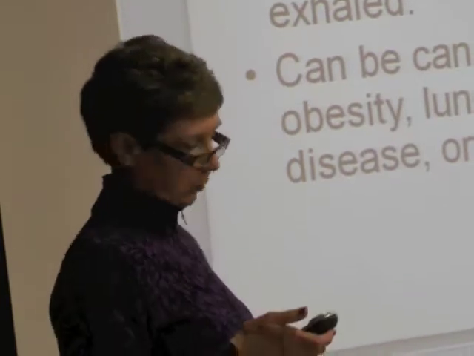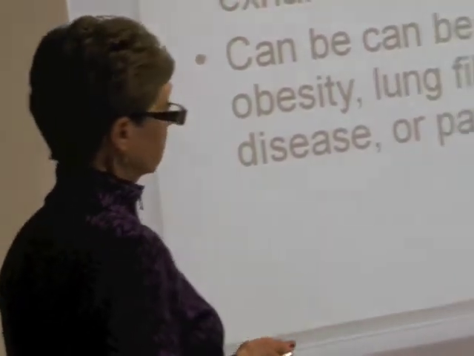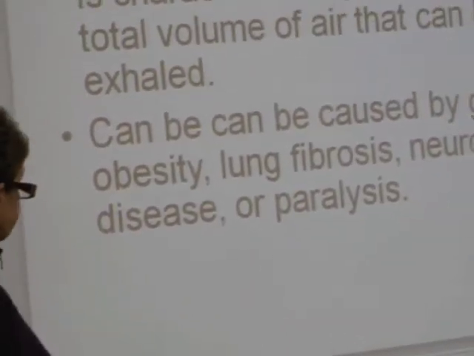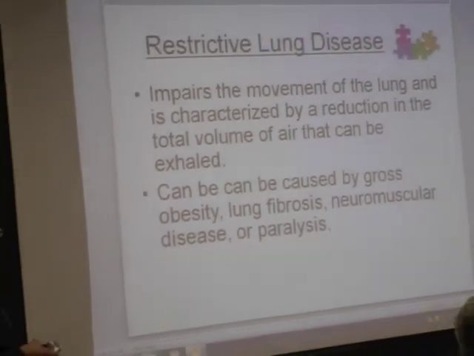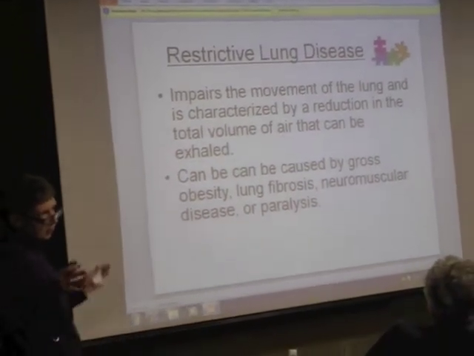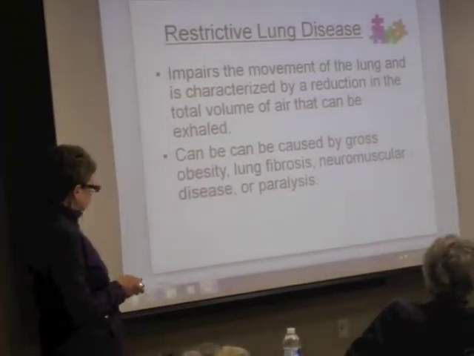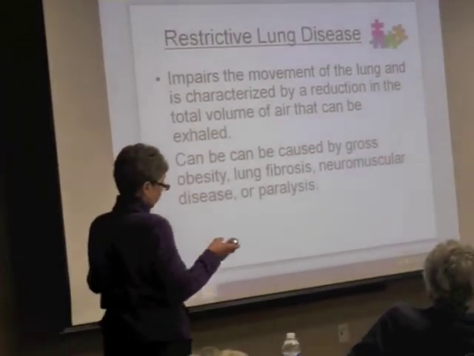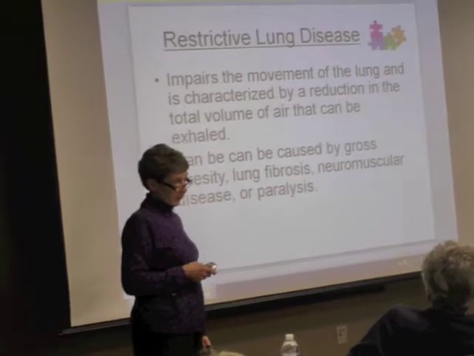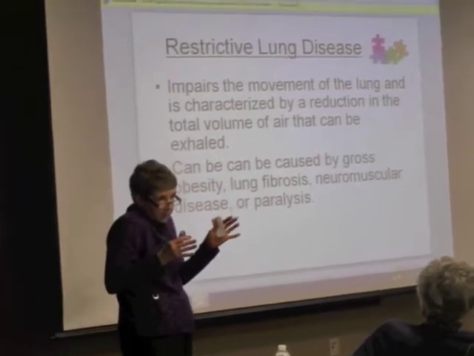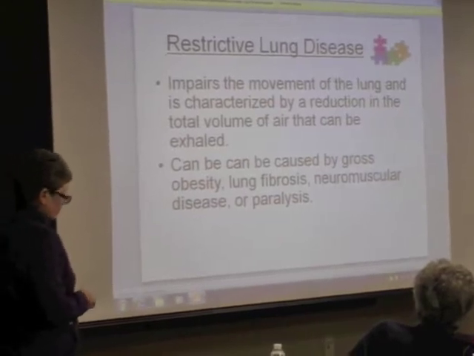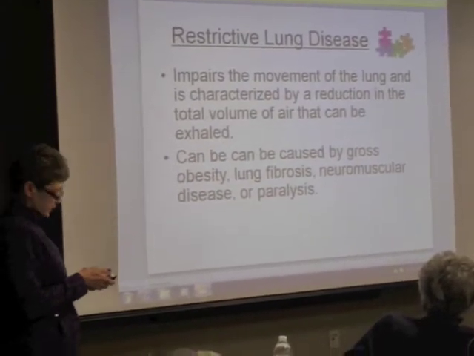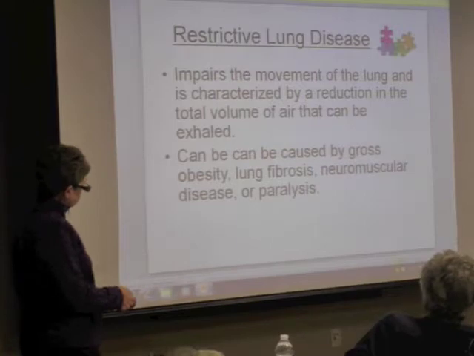Treatment is helping you or not. We're going to talk a little bit now about restrictive lung diseases. Restrictive lung diseases impair the movement of the lungs. They're compressed. It can be caused by things like obesity. If you have a lot of weight pressing down on your chest, it can compress them. Lung fibrosis, and neuromuscular diseases and paralysis.